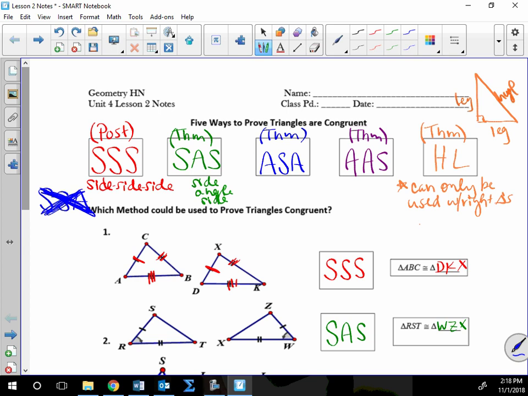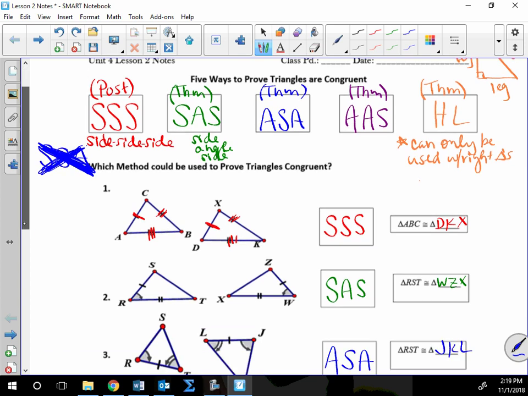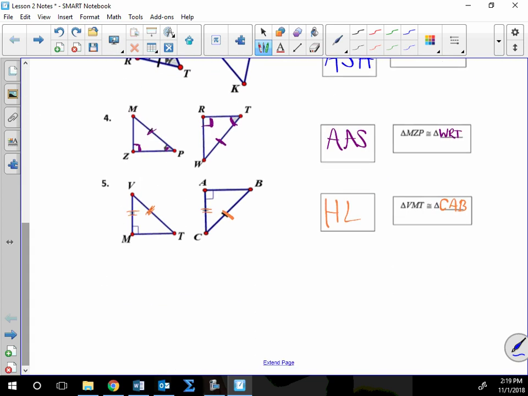Okay, so this is not a method. I never want to see this written down. If you write it down, you will guarantee you get it wrong, and I might take off extra points because you wrote it down. So no bad words in here. So this is not one of our methods. Now you'll notice with HL, you'll be tempted to write that. Side, side, angle. But it is not side, side, angle. That is not a method. HL, which is only used here. So let's talk about why the bad word does not work.